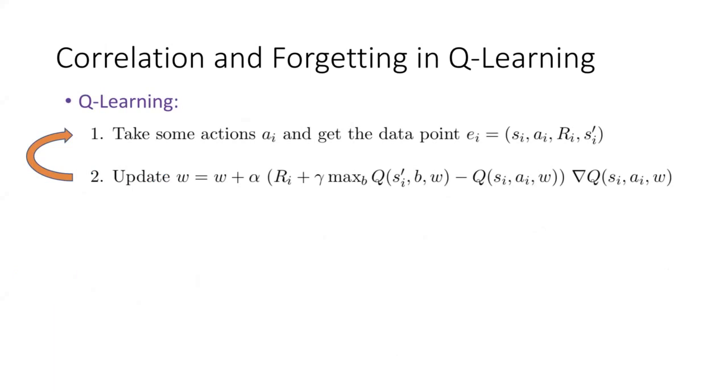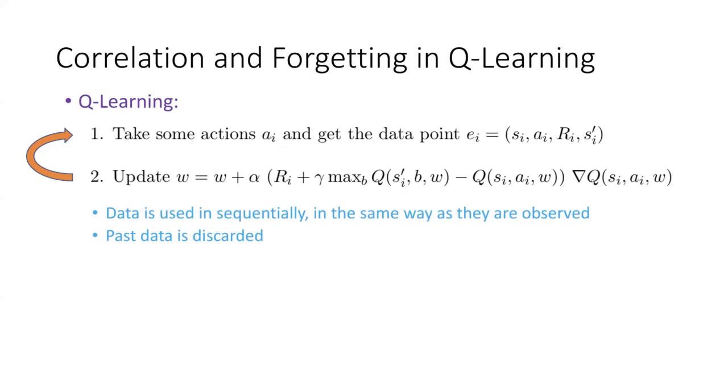Okay. So one fundamental issue in Q learning, by virtue of the fact that it is trying to generate data sequentially, is correlation and forgetting. Let's quickly recall Q learning. Q learning is essentially that you take an action, then you generate a data point that is the current state, current action, the reward, and the next state. Then you update your parameter using the current data point. That is your Q learning, and then you repeat this.